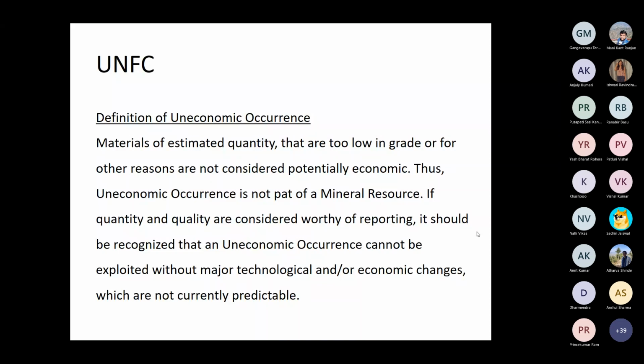Let's start with some mining business. Why do we call something an uneconomic occurrence? That means the mineral is there, you have seen it, or you have done some preliminary search and found it very sparingly, spread over a very large area with too low a percentage or value, but it is there. It is there in certain areas. You will see the minerals are there, but they are very low in grade, or for other reasons are not considered potentially economic.